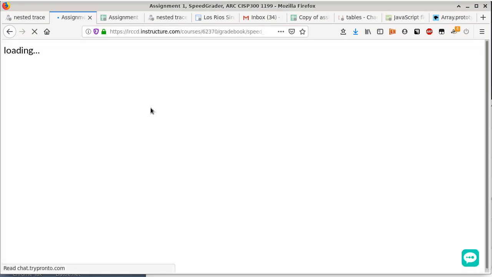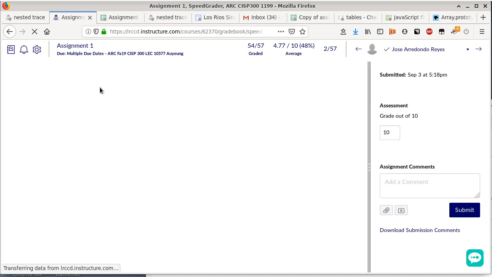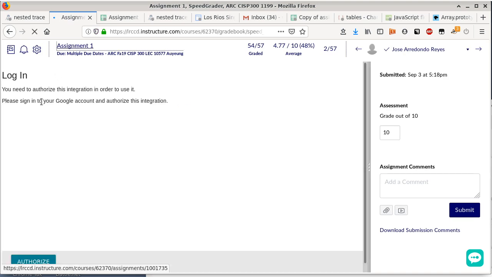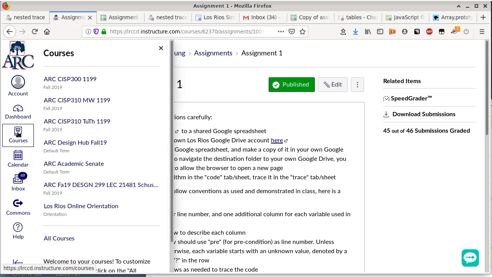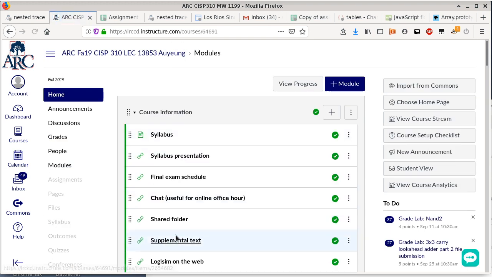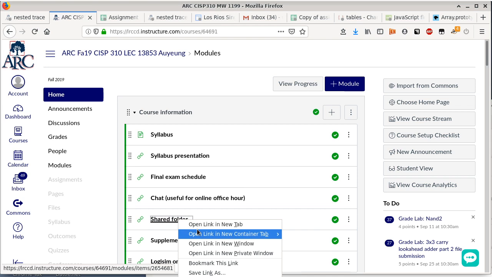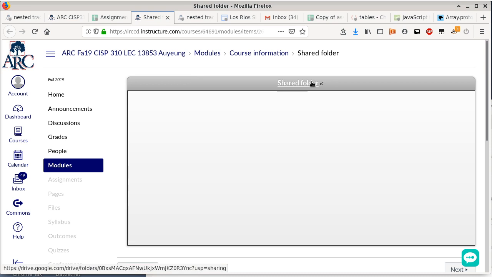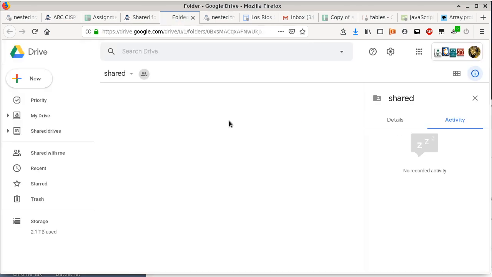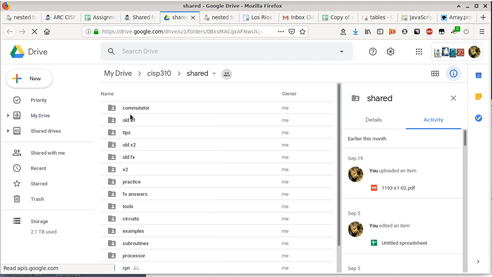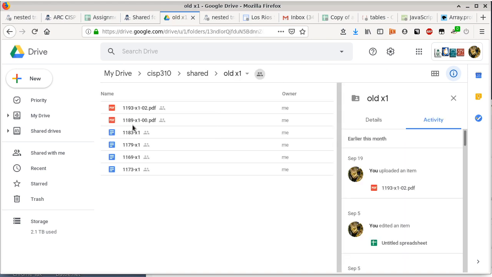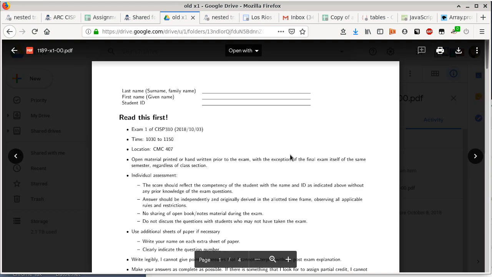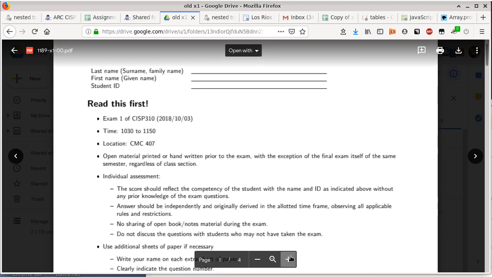Let me get to the test first. So it's the semester before? Yes, the semester before the one you did in class. Okay, let's go to the shared folder. Old exam one. There we go. So it's the 1189. I believe so. Okay, we'll take a quick look at it. And then it was question 4 of 7.